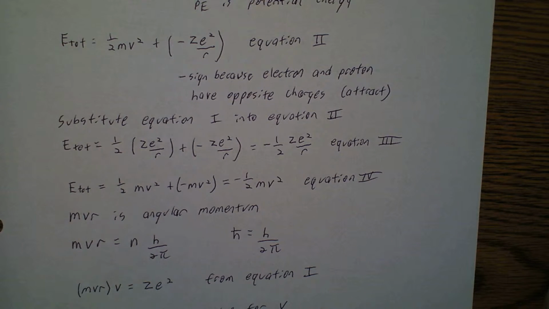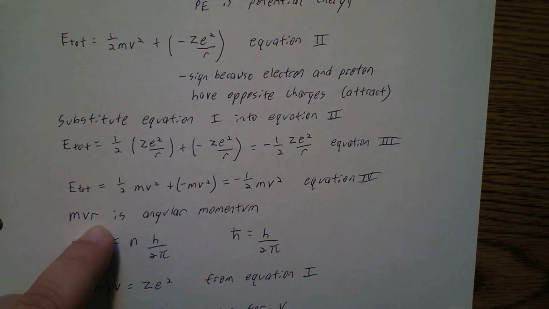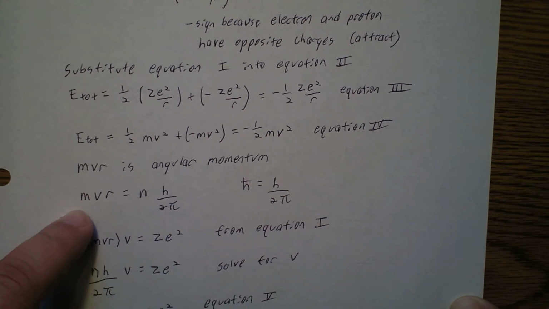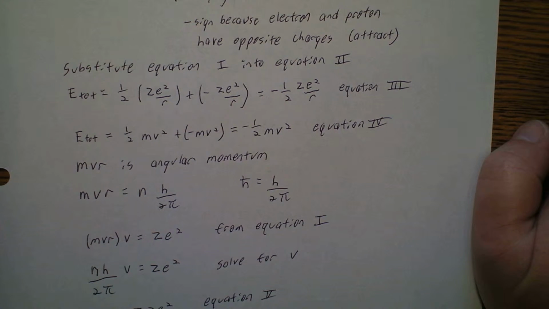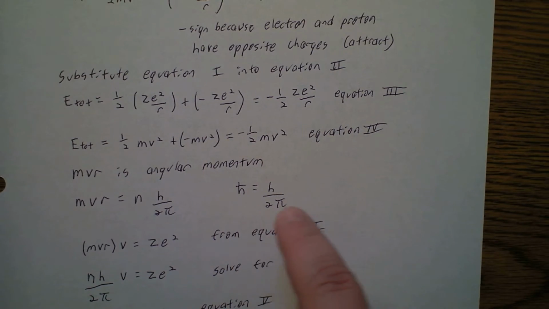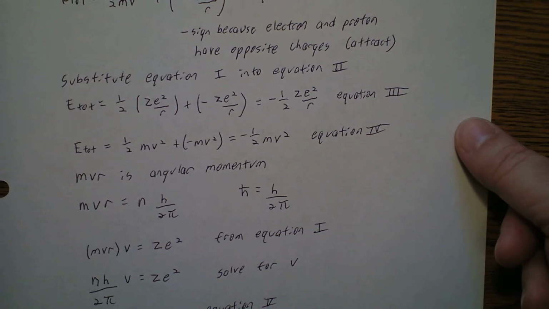Call that equation 4. Now this quantity, mass times the velocity times the radius, that's the angular momentum of the electron as it's orbiting the nucleus. So mvr is equal to nh over 2 pi. And then h bar is equal to h over 2 pi. So this is an angular form of the same number.